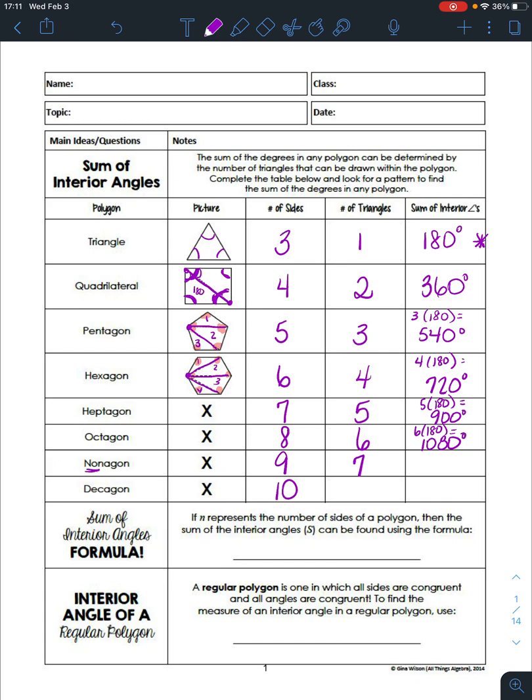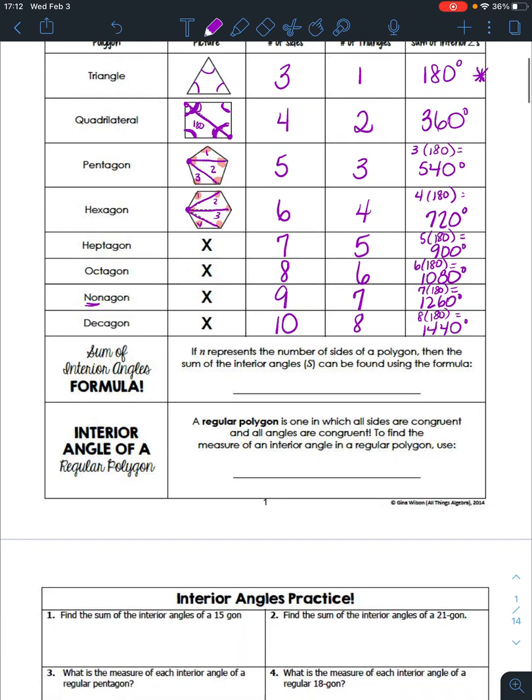If we continue, 7 triangles in a 9-sided figure, which means that a 9-sided figure has 1,260 degrees inside of it. And a decagon has 10 sides, 8 triangles, and so 8 triangles at 180 degrees apiece is 1,440 degrees. So all of the angles inside a decagon would add up to be 1,440.